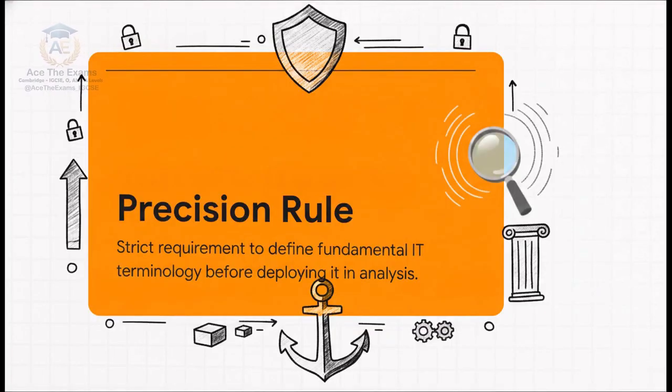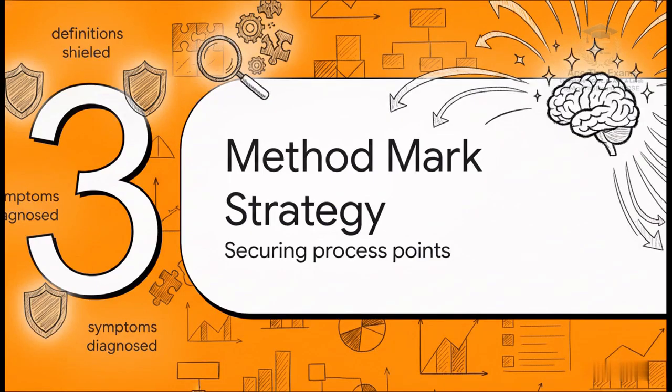Now, what's really interesting here is that establishing your definitions first acts as a protective shield for your higher level analysis later on. This is the precision rule. The theoretical architecture of topic 3.2 rests on precise definitions. By taking just a moment, just one sentence at the start of your PEAL paragraph, to explicitly define the key terms, you anchor your answer. It shows the examiner you have absolute mastery of the fundamental principles before you even begin to deconstruct the complex scenario. Let's move to section 3.